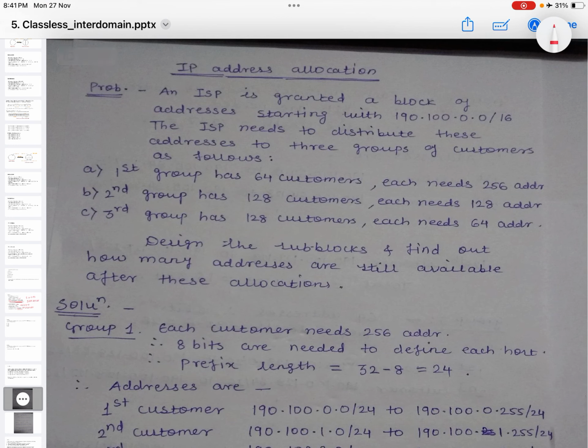So this is IP address allocation. An ISP is granted a block of addresses starting with 190.100.0.0/16. The ISP needs to distribute these addresses to 3 groups of customers. The first group has 64 customers, each needs 256 addresses. The second has 128 customers, each needs 128 addresses. And the third group has 128 customers, each needs 64 addresses.